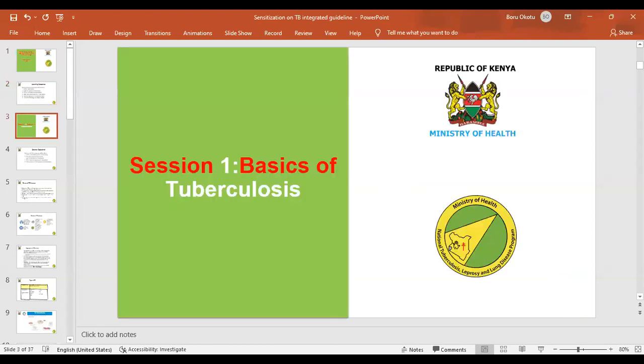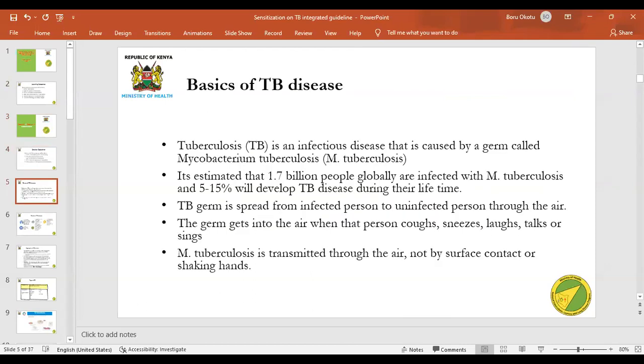So we'll start with basics of tuberculosis. Tuberculosis is an infectious disease that is caused by a bacteria called Mycobacterium tuberculosis. It is estimated that 1.7 billion people, that's more than 20% of the global population, are living with latent TB infection, and out of which about 15% will develop TB disease during their lifetime.